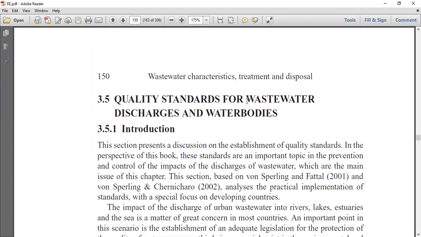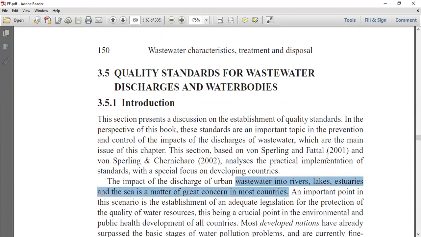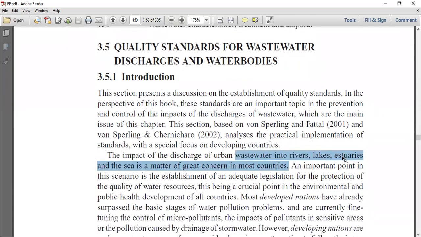So next is the quality standards for the wastewater discharge and water body. This section presents a discussion on the establishment of quality standards in the perspective of the discharge. These standards are an important topic in the prevention and the control of the impacts of the discharge of wastewater, which are the main issues in this chapter. The impact of the discharge of urban wastewater into the river, lake, estuary and the sea is a matter of great concern in most countries.